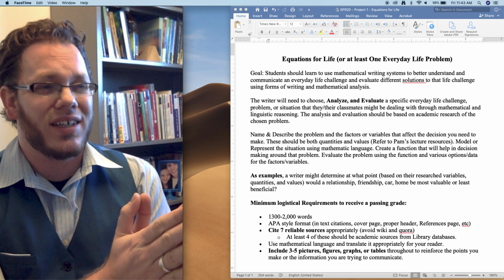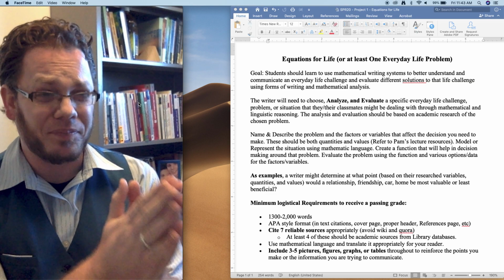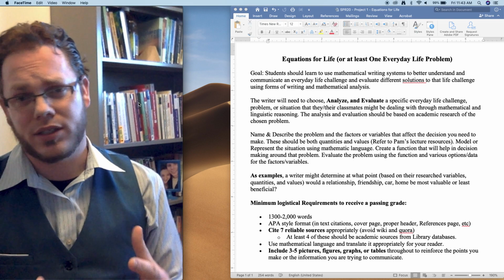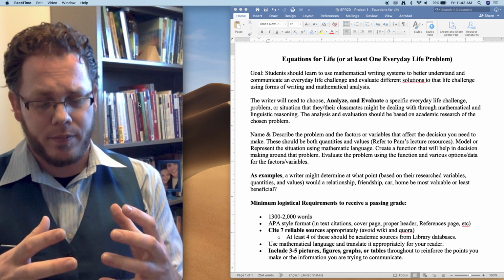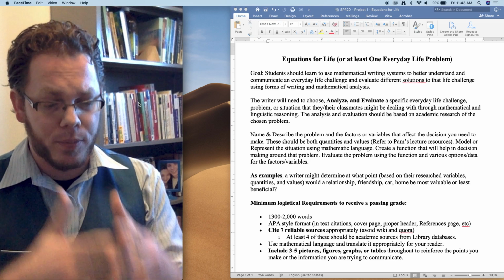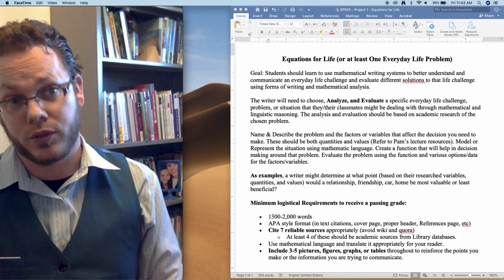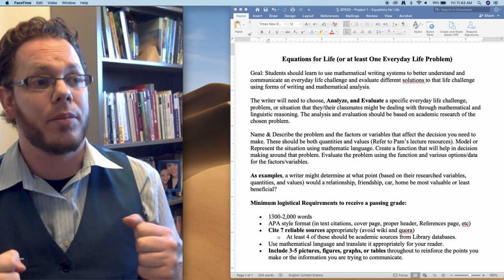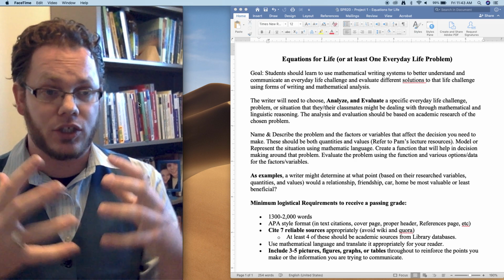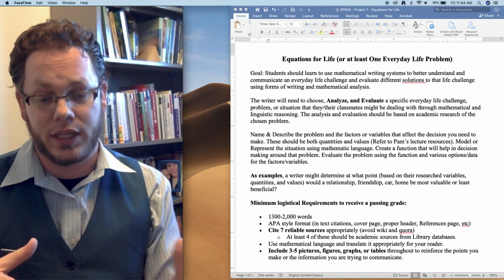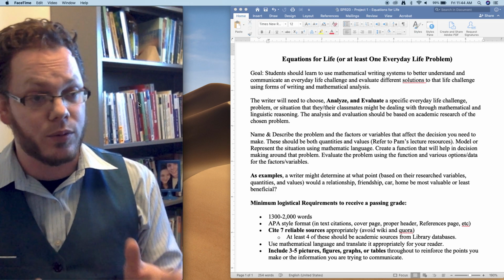But if you look, so basically, students are supposed to be using this assignment to practice mathematical reasoning and linguistic reasoning, the principles that we've been talking about in class. They're supposed to choose a challenge, problem, or situation that they are dealing with and/or that their fellow students might be dealing with right now.